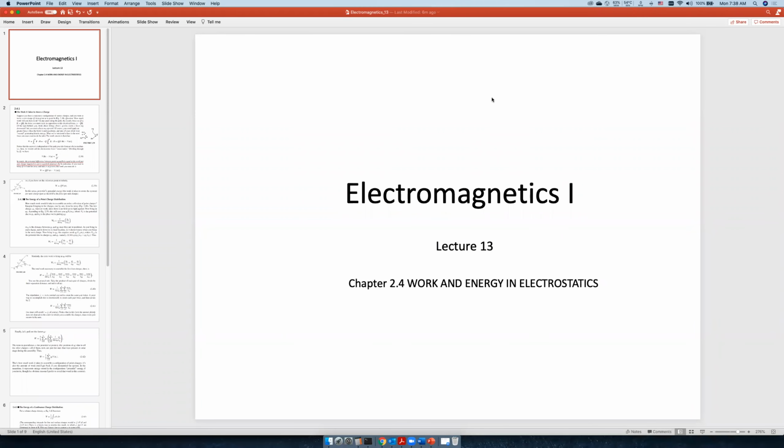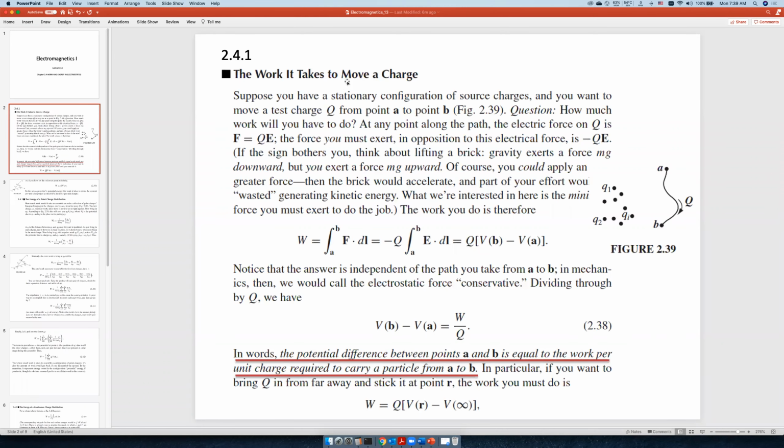Okay, everyone. Today we're going to cover chapter 2.4, work and energy in electrostatics. First of all, let's describe how to calculate the work it takes to move a charge. Let's look at figure 2.39.